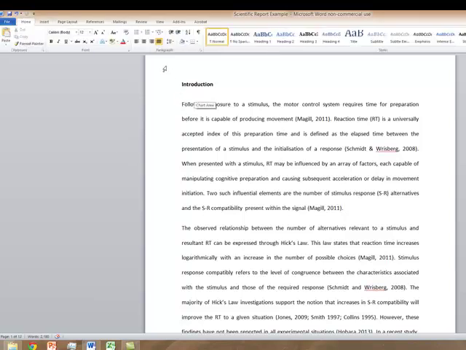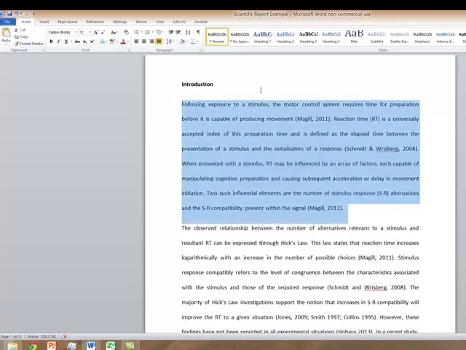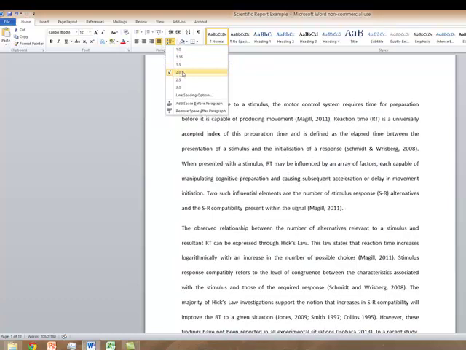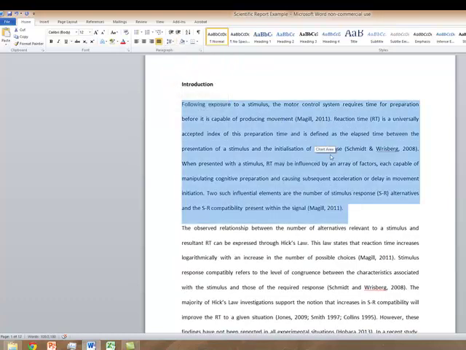The way that we can do that is highlighting the section, maybe highlighting the whole thing, and clicking on whatever it is. This one here is double space, so I click 2. For 1.5, I click 1.5.